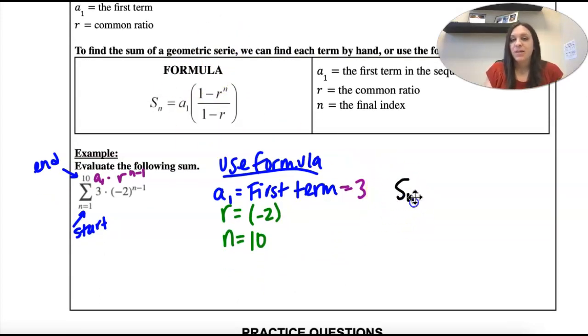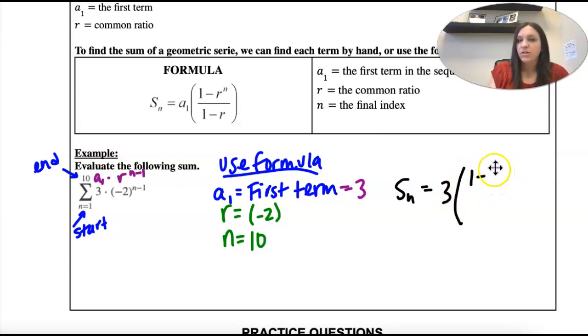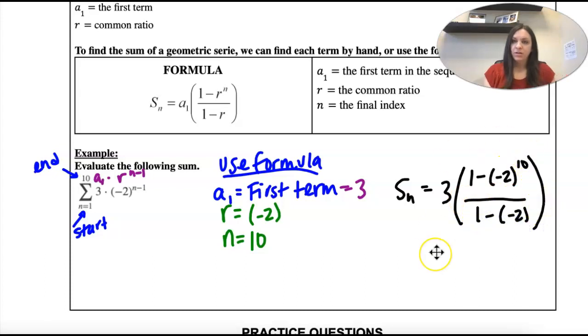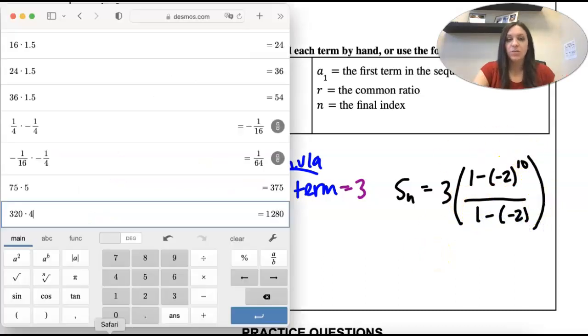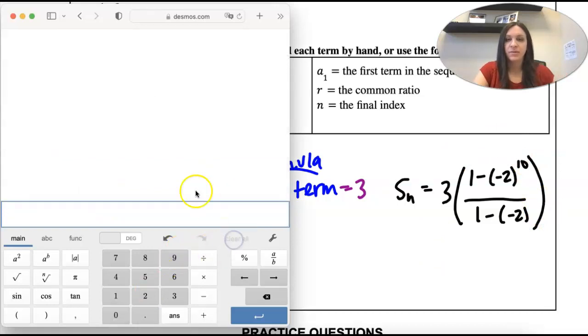So s sub n, that means the sum, is the first term, 3. And then we're going to multiply it by 1 minus r, which is -2. I'm just copying this. To the n power, which is 10, divided by 1 minus r, which is -2. So it's all set up. We're going to put it in the calculator.